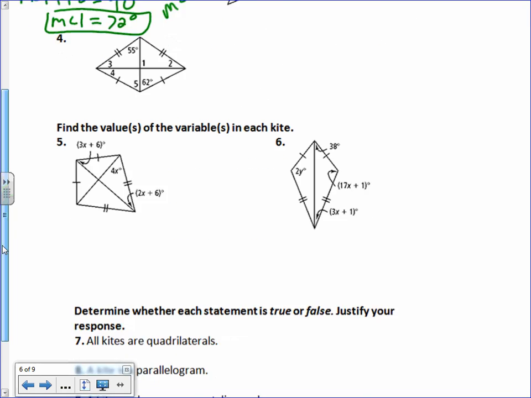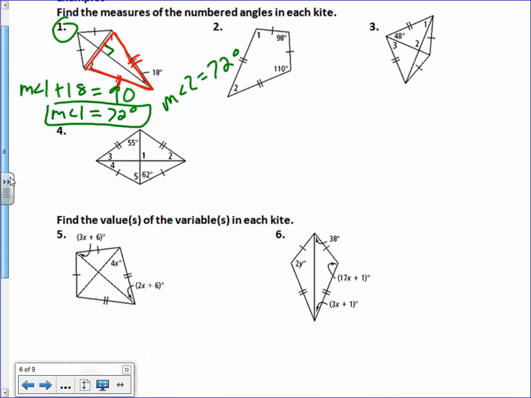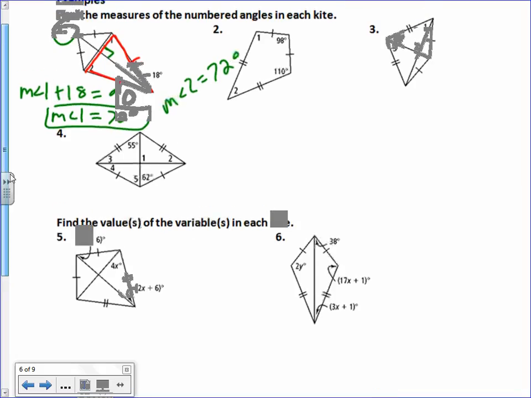Let's do number 2, how about? Number 2 is slightly different. We need to find the measure of angle 1 and 2 again.